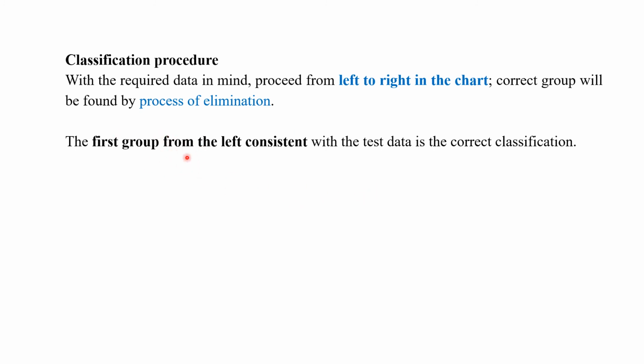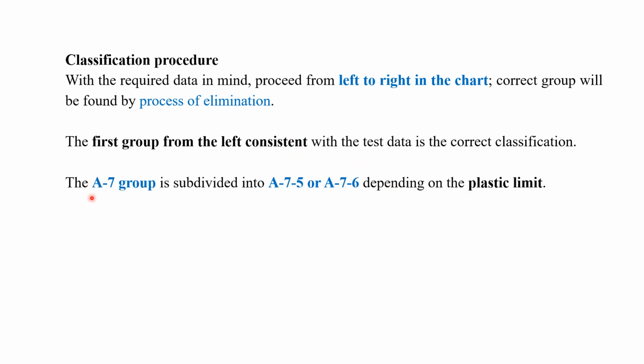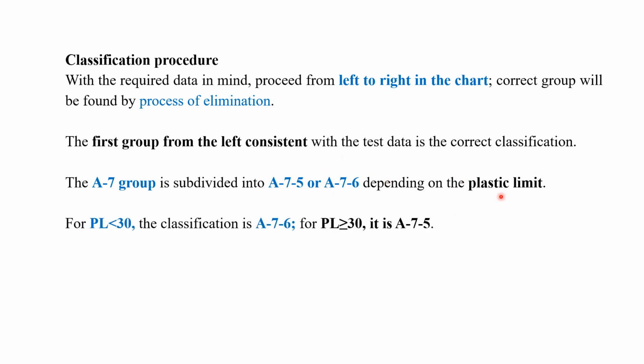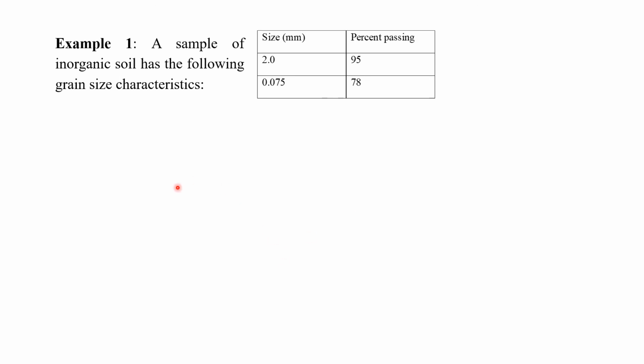What is the first group from the left consistent with the test data is the correct classification. This group A7, as I told you in the beginning, is divided into 2 parts, A7-5 and A7-6, which depends upon the plastic limit. If the plastic limit is less than 30, it is called A7-6. If the plastic limit is greater than or equal to 30, it is called A7-5. So now we shall see one example here. A sample of inorganic soil has the following grain size characteristics.